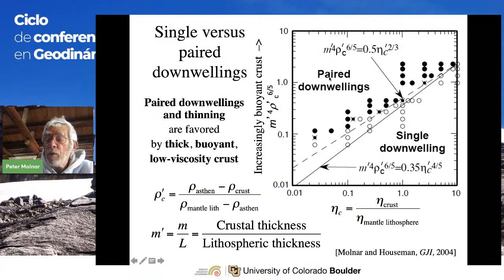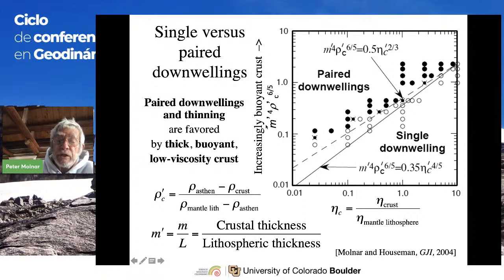So this is now a plot where we made many calculations, and this is a plot of some dimensionless numbers, but the black symbols show you paired downwellings. The open symbols show you the single downwelling case. So let's take this axis. This is a non-dimensional viscosity, the ratio of the crustal viscosity, the strength of the crust, to the viscosity of the mantle lithosphere. And you can see if this number is large, then you move to the right, single downwellings are favored. But if the crust is very low viscosity, you move into this region and paired downwellings are more common.